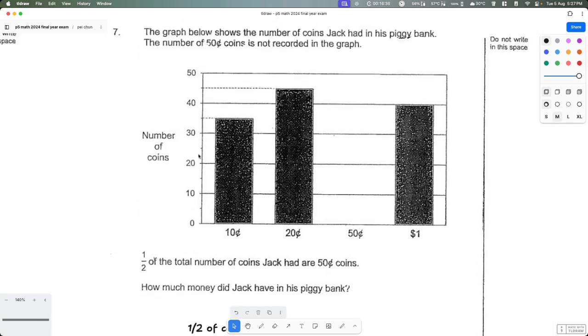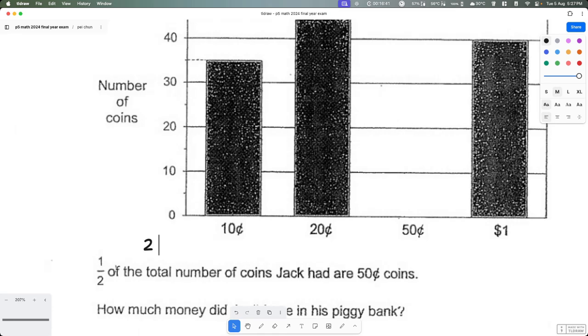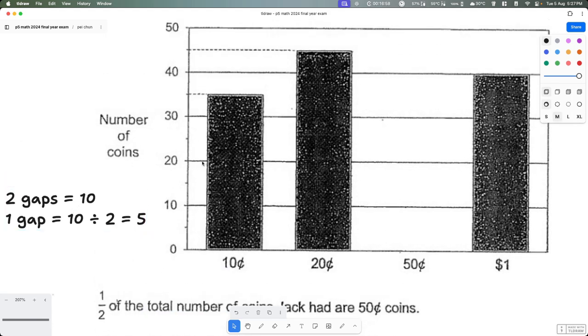We also need to calculate what all of these are. In this case, there are two gaps which equal 10, so one gap is equal to 5 coins. Now we have 10 cents is 35 coins, 20 cents is 45 coins, and $1 is 40 coins.